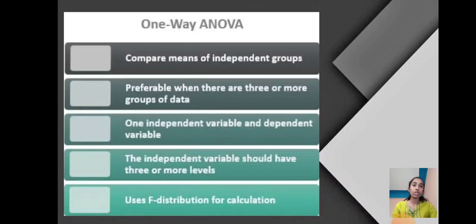It compares means of independent groups, preferable when there are three or more groups of data. It should contain one independent variable and one dependent variable. The independent variable should have three or more levels. It uses the F distribution for calculation.